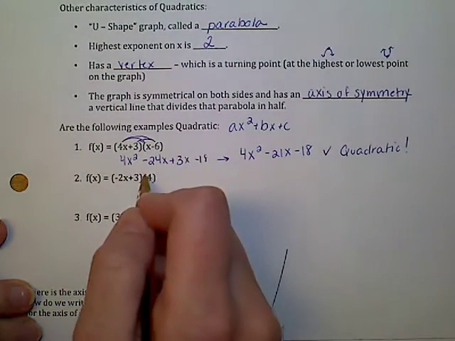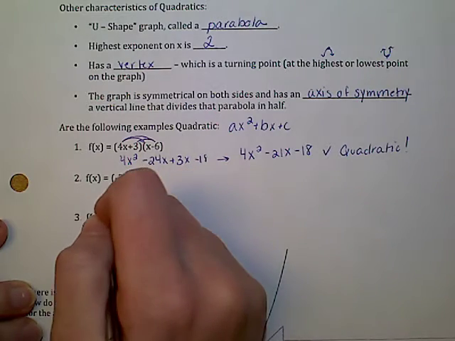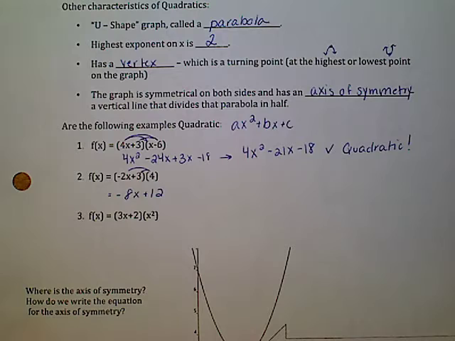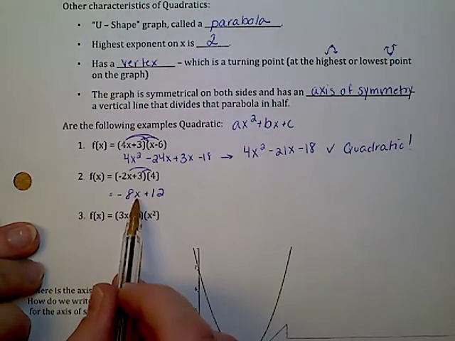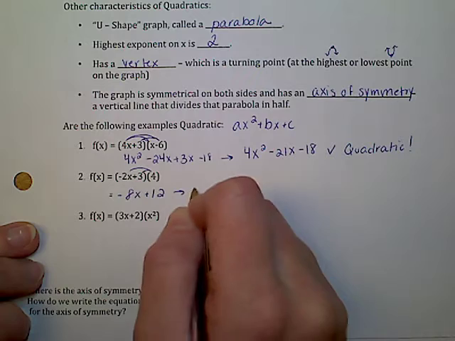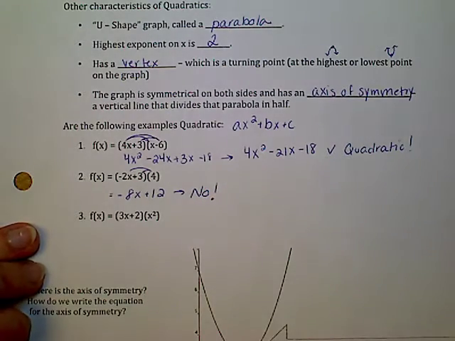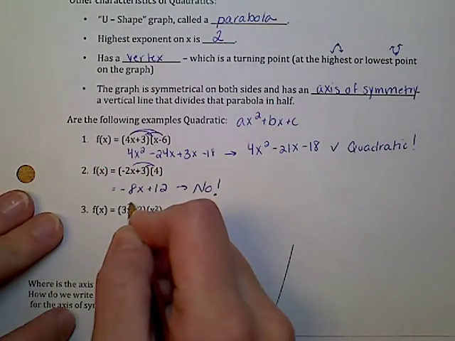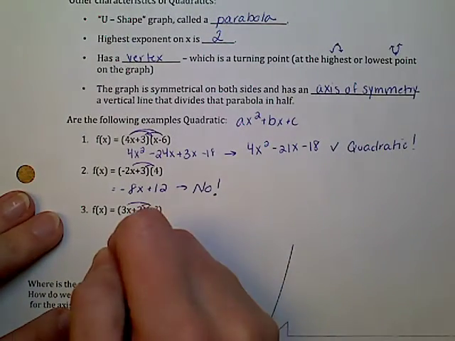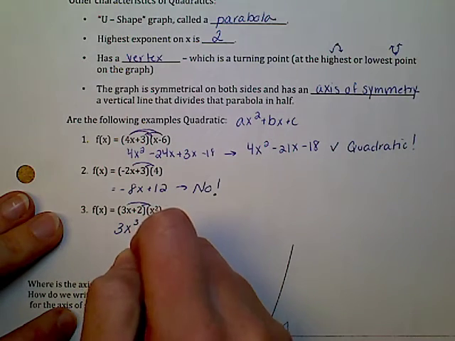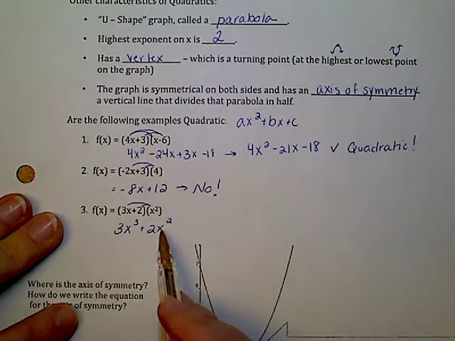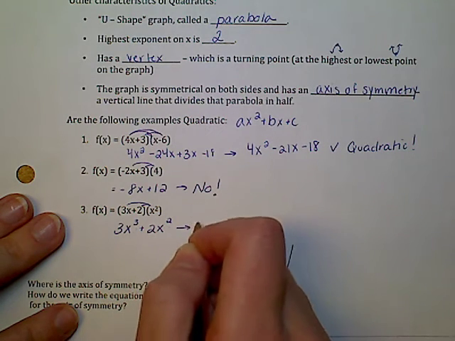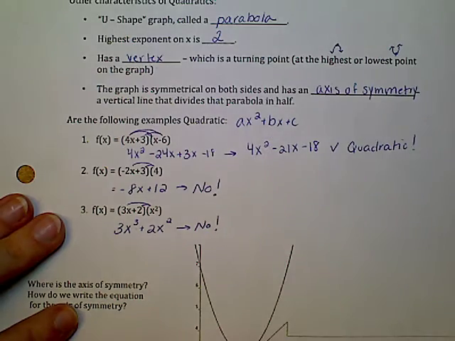The next one, though, when I distribute the 4 here, I would get negative 8x plus 12. Well, that's actually linear. We don't have an exponent of 2 anywhere. So, no. It is not quadratic. And then the last one, we distribute the x squared, I would have 3x cubed plus 2x squared. I do have an exponent of 2, but I actually have one higher, an exponent of 3, so that actually means that that's not quadratic either.